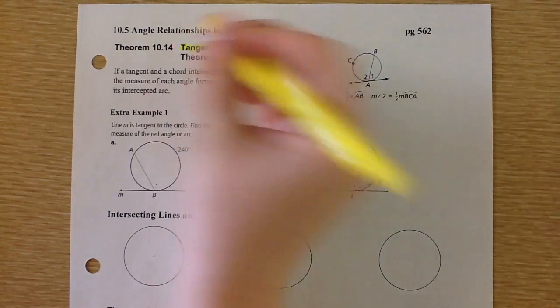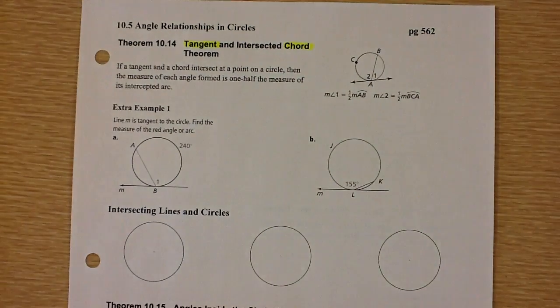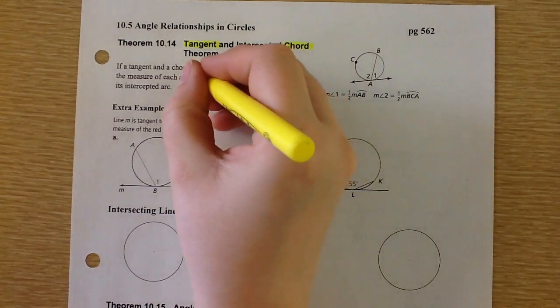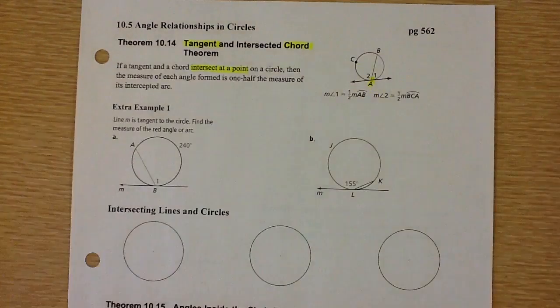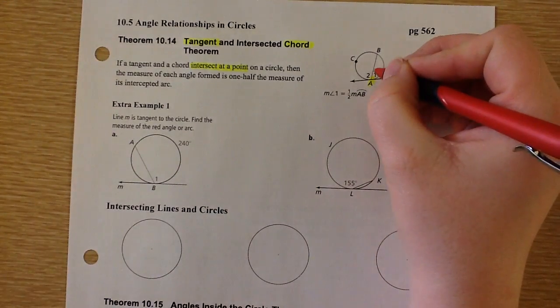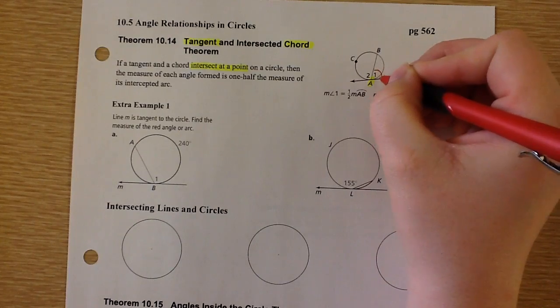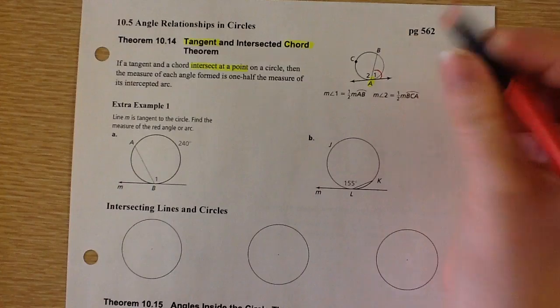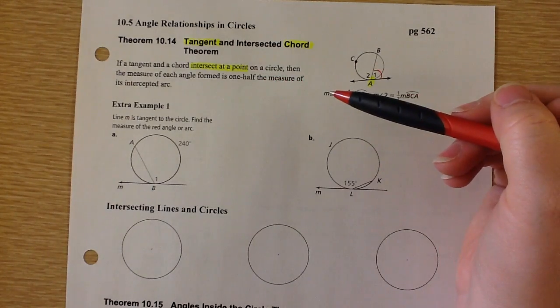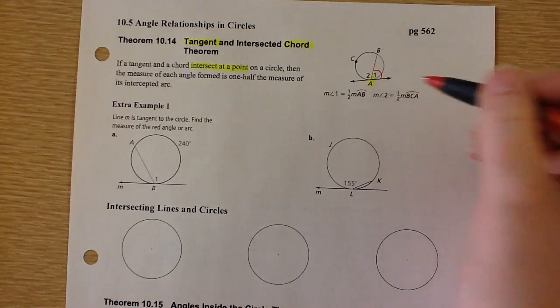So I have a tangent and a chord. Here, if I have a tangent and a chord that intersect at a point, this point right here is point A. Then the measure of each angle formed, so we're looking at the measure of this angle, angle 1, which goes from tangent to chord, is half the measure of the intercepted arc.